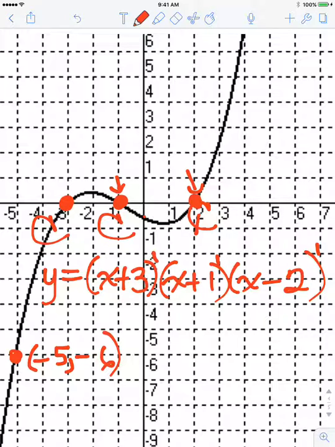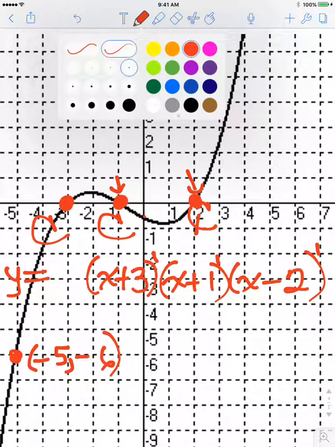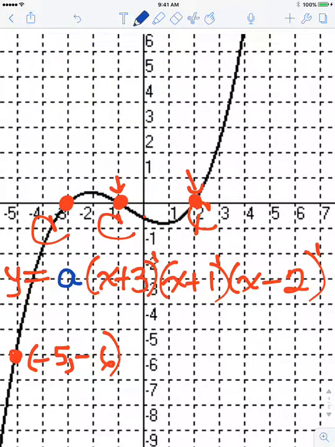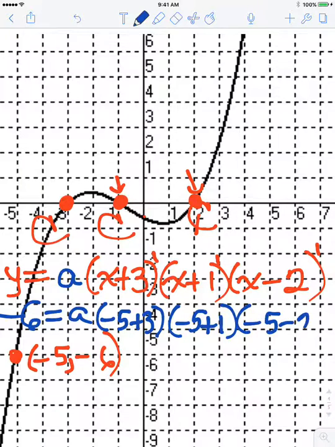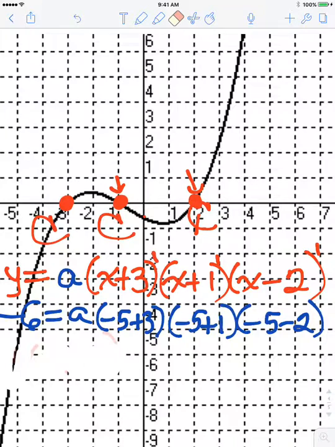Well, we just evaluate this function. So we're going to say y equals a times all of this, and now we're going to evaluate this function at -5, -6 to solve for a. So -6 equals a times -5 plus 3 times -5 plus 1 times -5 minus 2. And let's multiply that all out. So let me actually erase this to give me some room.